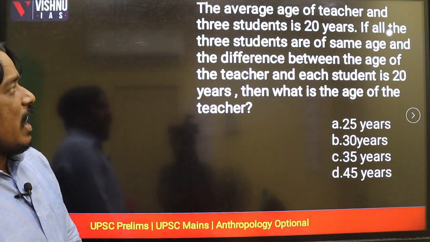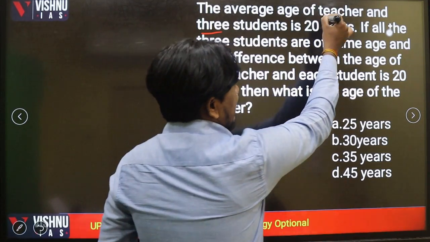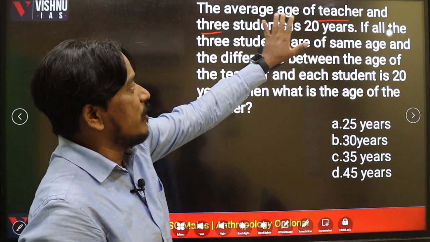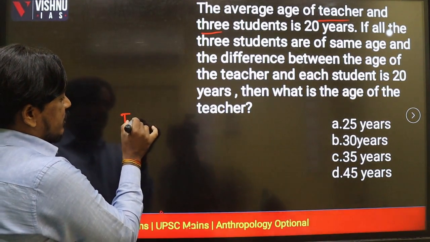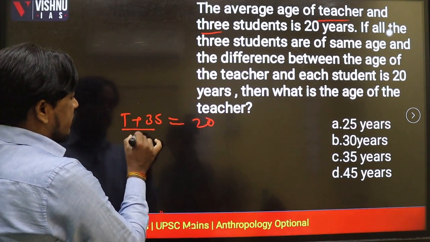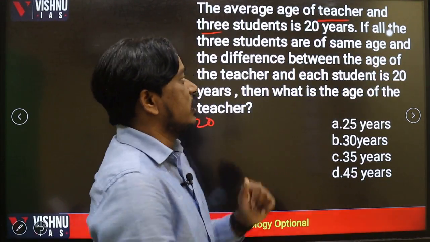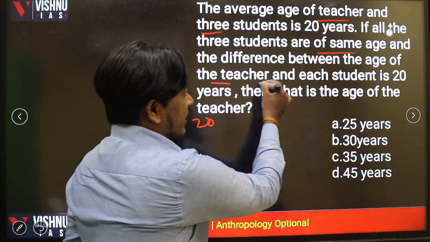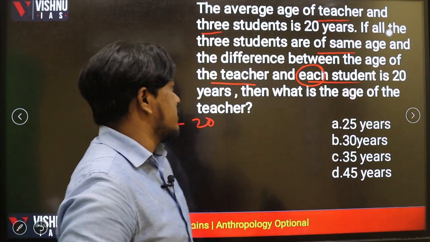Clear? Now if you observe the average age of the teacher and 3 students. So we are talking about 1 teacher and 3 students. So we can take the average concept here. Average of a teacher and 3 students, generally we can take 1 teacher as T, and the 3 students average is, so we are getting 20, that means divided by 4, total 4 members. And if all the 3 students are of the same age, and the difference between the age of teacher and each student, they are talking about each student, not one particular student, each student is 20 years.